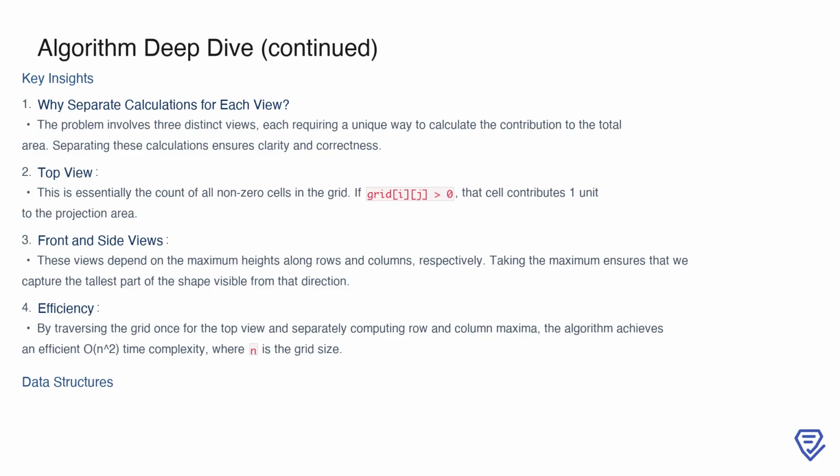The algorithm achieves an efficient time complexity of O(n squared), as we traverse the grid once for the top view, and then compute row and column maxima with separate loops. This ensures we process every cell methodically without unnecessary repetition, making the algorithm both clear and performant.